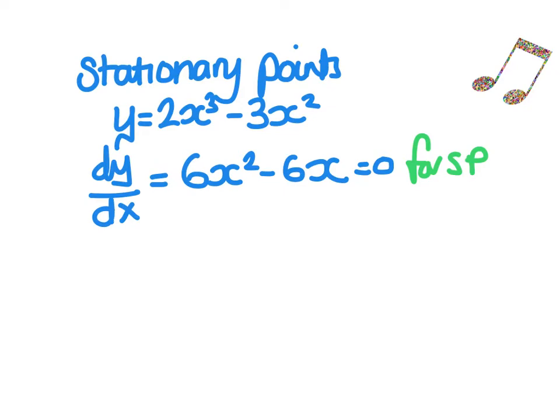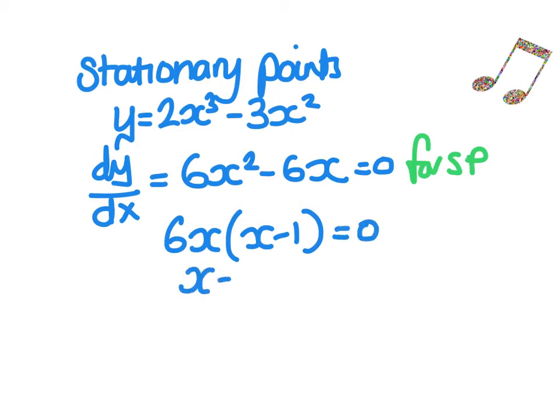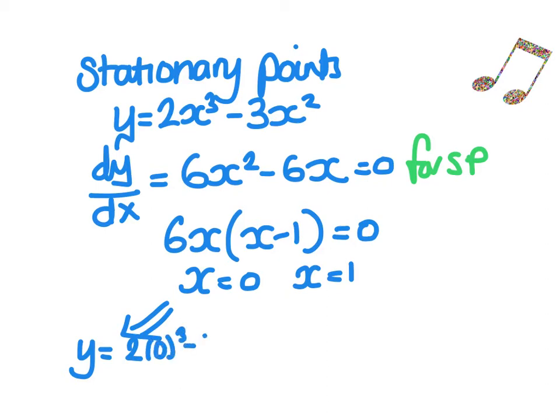And I'm going to take out a common factor, in this case of 6x. In the brackets, that will give me x minus 1. So either x is equal to 0 or x is equal to 1. Now for the stationary points, I need to also find the y coordinate. So I'm substituting back into my original function. So when x is 0, y is 2 lots of 0 cubed minus 3 lots of 0 squared, which is 0.